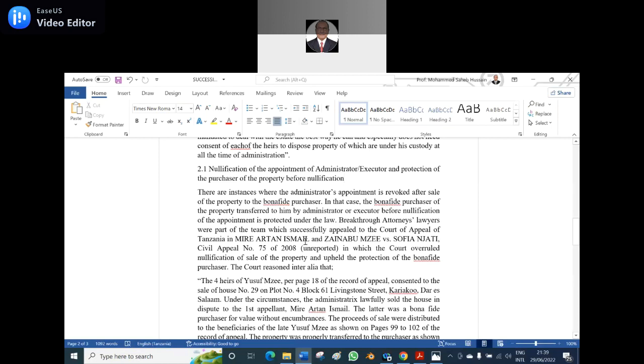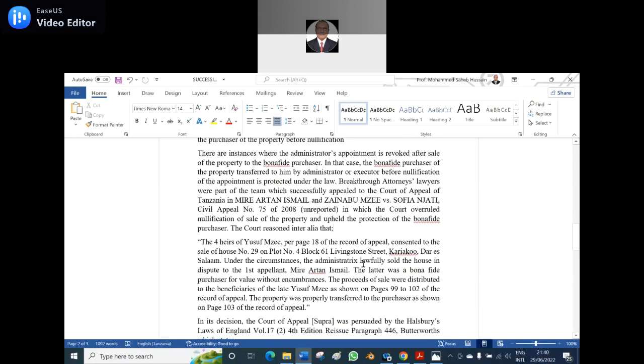Attorneys and lawyers were part of the team which successfully appealed to the Court of Appeal of Tanzania in Maira Artan Ismail and Zainabu Mze versus Sophia Njadi, Civil Appeal Number 75 of 2008, in which the court overruled the nullification of the sale of the property and upheld the protection of the bona fide purchaser. The court reasoned, inter alia, that because the transaction took place before the nullification of the administrator, at that instance the transaction is a valid transaction and the nullification happened later. Hence, the transaction is valid.